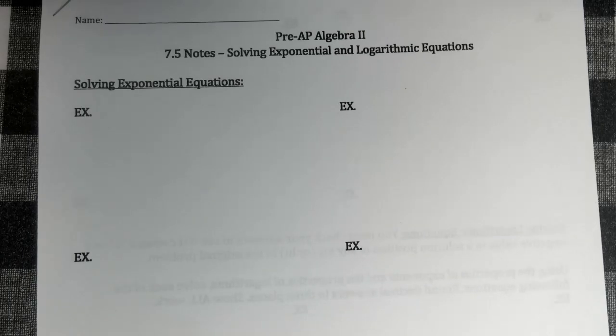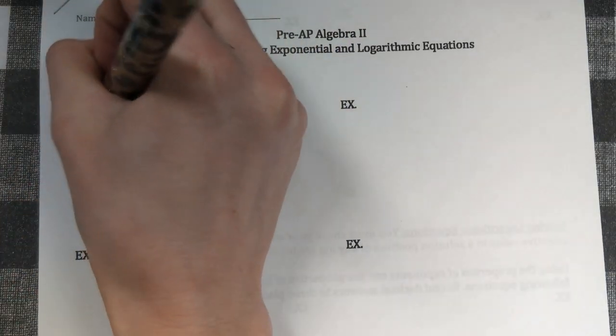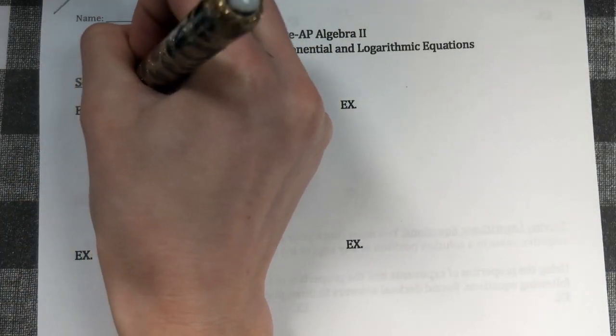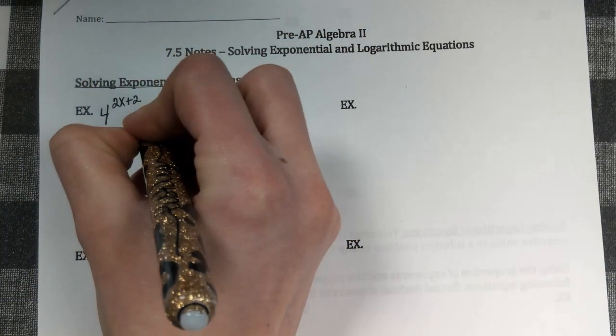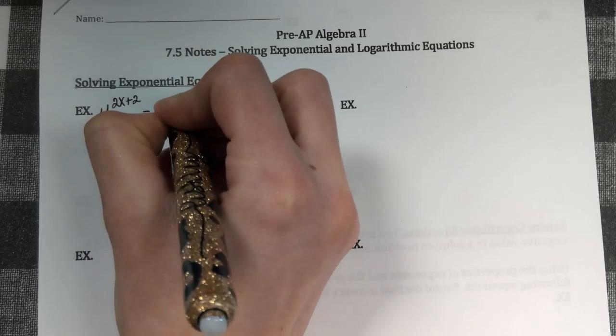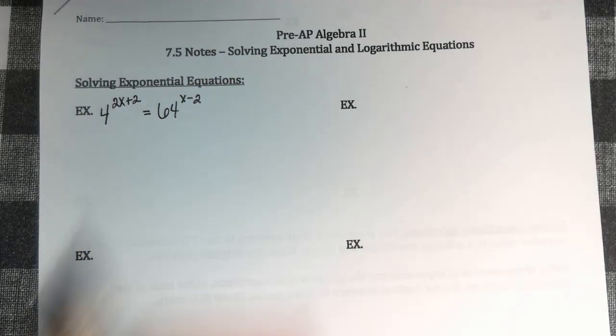Okay, with 7.5, we're going to have exponential and logarithmic equations that we're going to solve. Okay, so we're going to start with exponential first. If I have 4 to the 2x plus 2 power, and that is equal to 64 to the x minus 2 power.